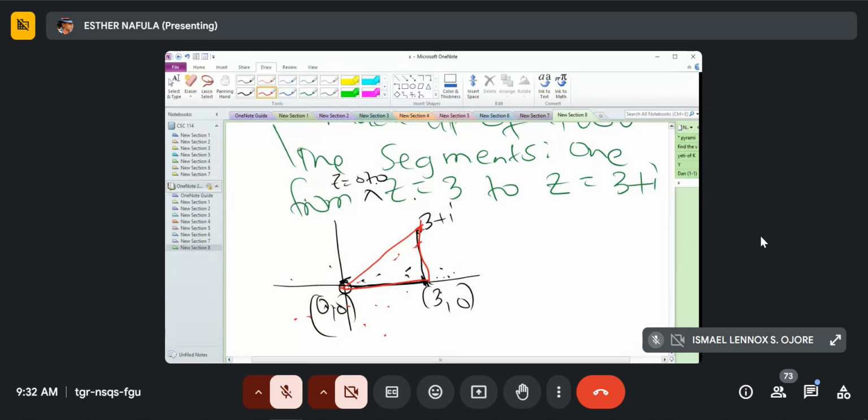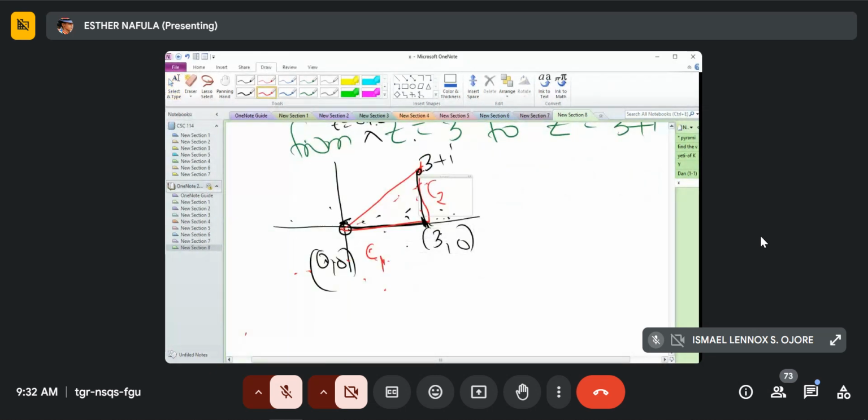You could say you are now splitting the curves. Instead of moving straight from (0, 0) to (3, 1), you are having two curves. You can say this is curve C1, then this will be curve C2, where both are straight lines. So the integration will be the sum of the integral from C1 plus the integral from C2.